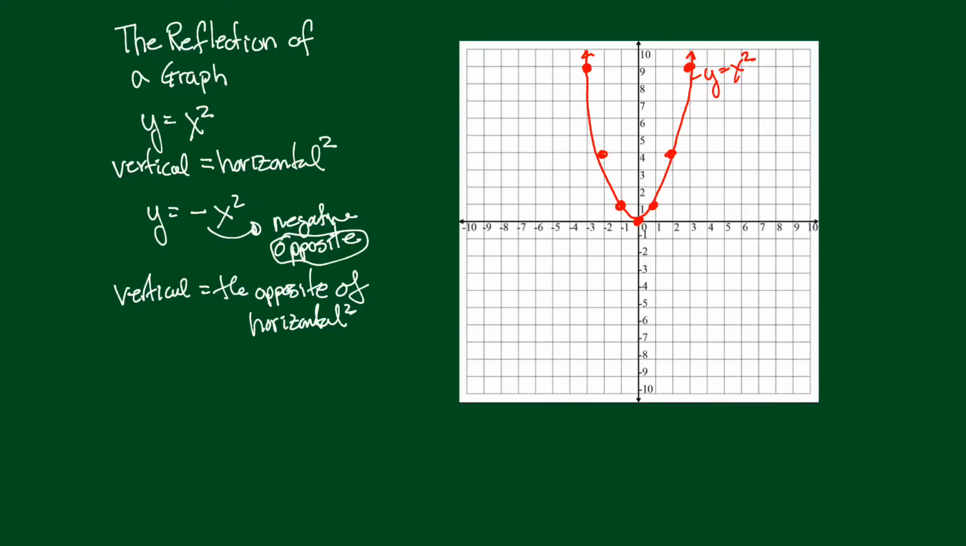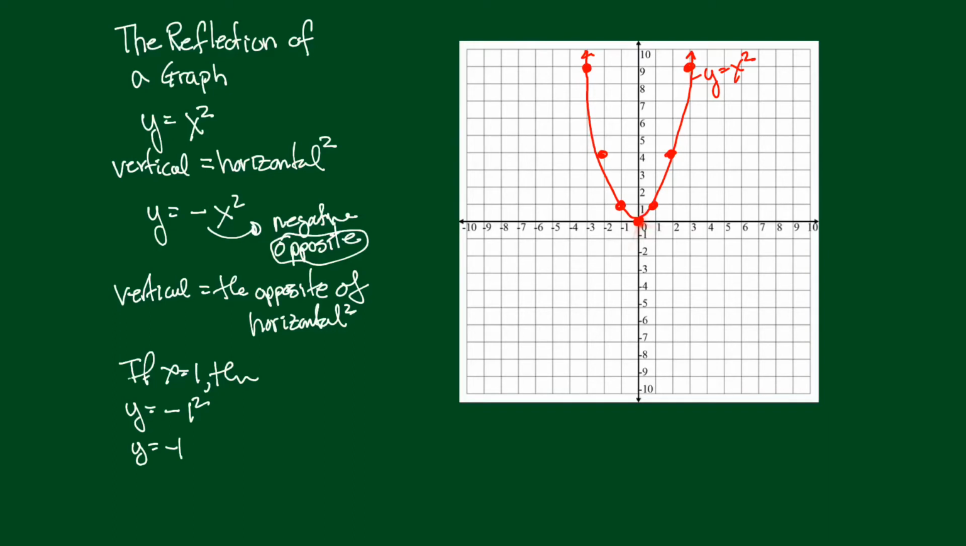So let's plot something here. Let's say if x equals 1, then, all right, what is y? Well, y is what? The opposite of 1 squared. Y is equal to negative 1. So that tells me that if I start at the origin and make a horizontal movement of 1, then the vertical is going to be the opposite of 1, negative 1. So that's going to put us here.